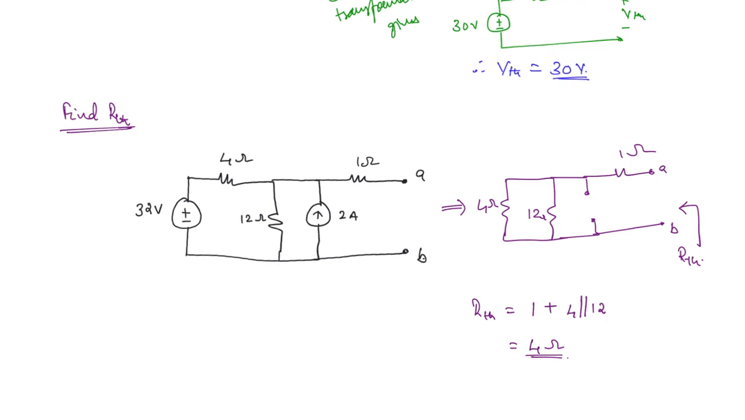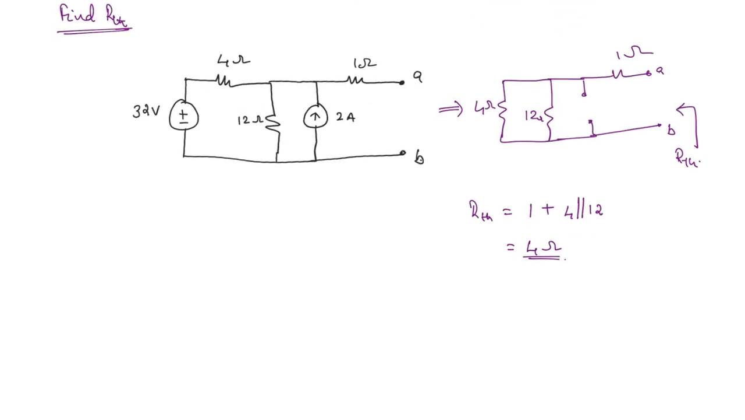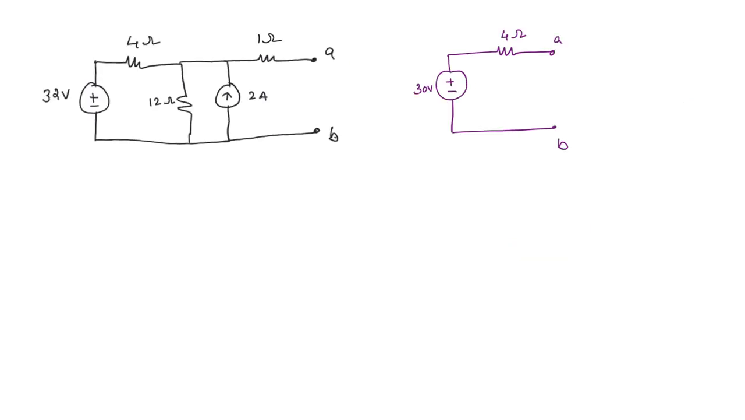Okay. So what is the Thevenin's equivalent? The final Thevenin's equivalent is a 30 volt source in series with a 4 ohm resistor. Okay. Now what is the significance of this equivalent source? Why do we need this equivalent source?